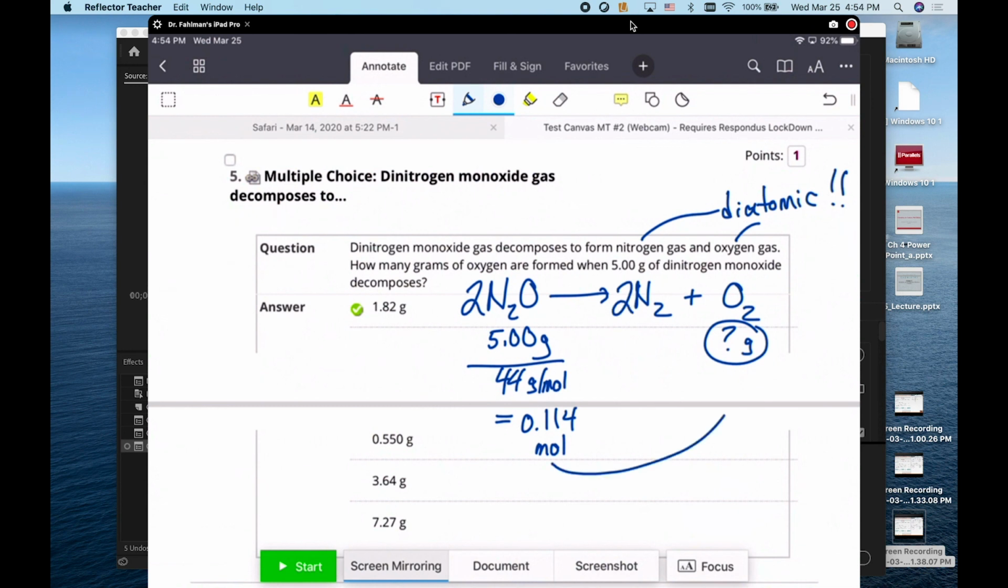And so now to get moles of O2, I have to divide by 2. Okay, so divided by 2 is 0.057 moles of oxygen times 32 grams per mole. So each oxygen is 16, and you have 2 of them. So that times 32 equals 1.82 grams. Okay, which is the answer.